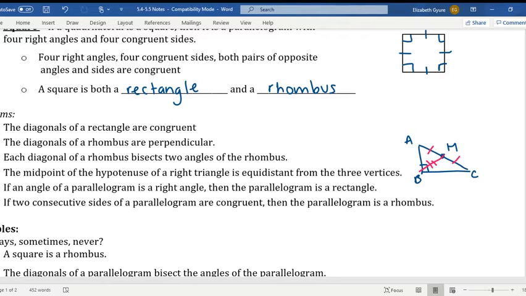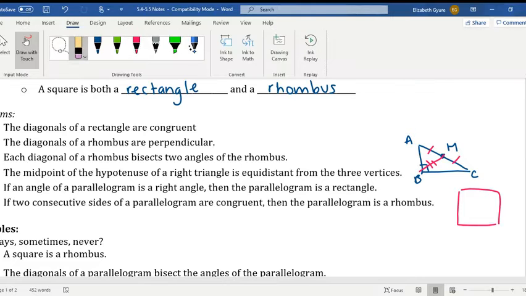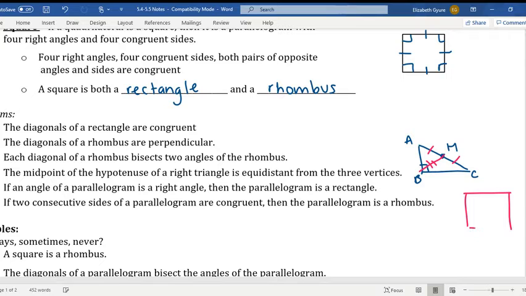If an angle of a parallelogram is a right angle, then the parallelogram is a rectangle. What actually ends up happening with that, if one angle is a right angle, aren't all the angles going to have to be right angles? Because think about it, if you have a parallelogram, opposite angles are already congruent, right? So if you have a parallelogram, one angle is a right angle, automatically the one diagonal from it is going to be a right angle.